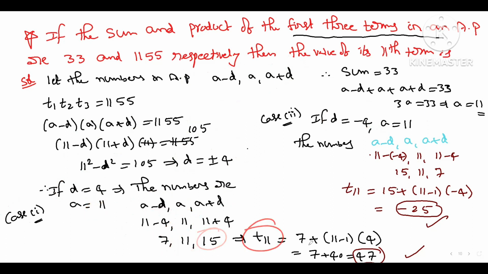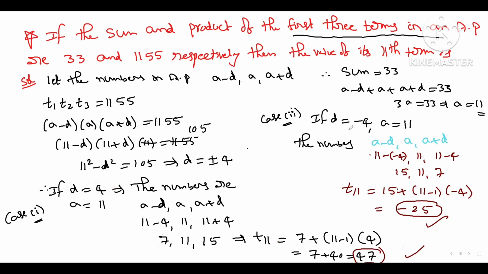The 11th term is, what is the formula? A plus 10D. So A value 7 here, 7 plus (11 minus 1) into 4. What is the common difference here? 4. So the answer will be 7 plus 40 is equal to 47, the 11th term.